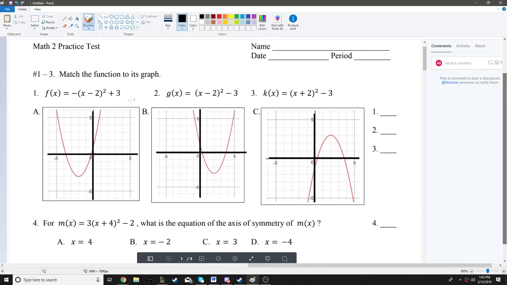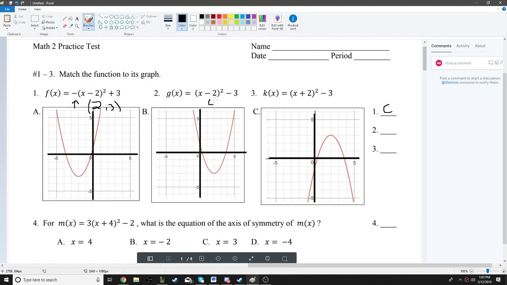So, anyways, number 1, match the function to the graph. This has a vertex of positive 2, comma 3. And since there's a negative in front, that means that it needs to be going downwards. So the only function going downwards is c.